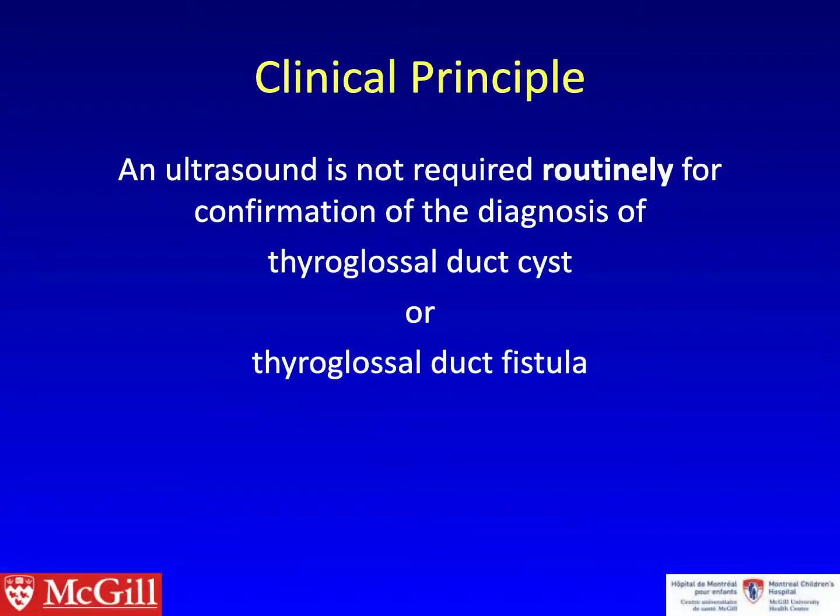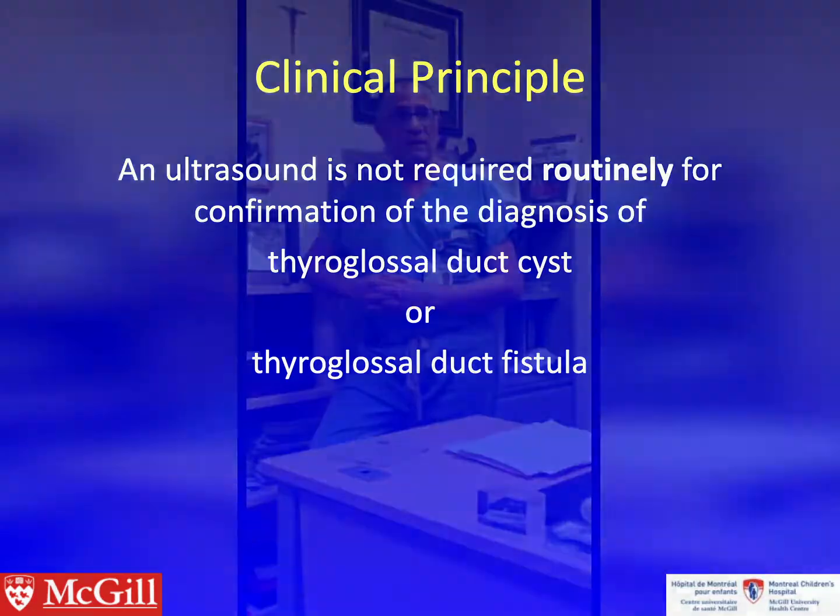So ultrasound should be used selectively. The diagnosis of a thyroglossal duct cyst, whether complicated or not, really is a clinical one, and you can use ultrasound as an adjunct if needed in particular cases where things may not be clear.